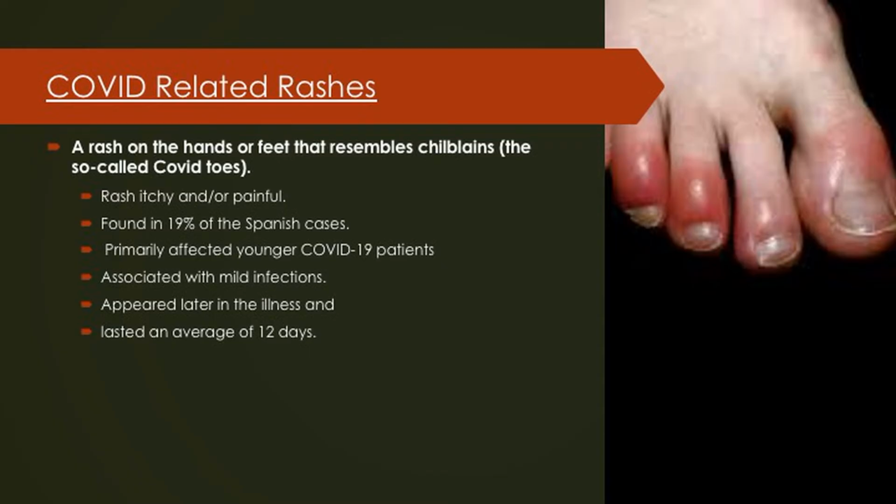This rash is called chilblain, or also COVID toes. I don't know if you all have heard of COVID toes, but this is the rash that they're referring to. This is also an itchy rash, and it can be painful. It's found in 19% of Spanish cases, primarily affect young people, and is associated with a mild infection. Appears later in the illness, and it lasts for approximately 12 days.